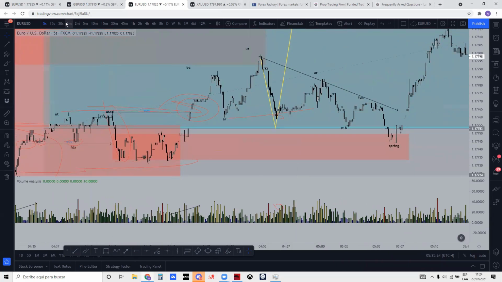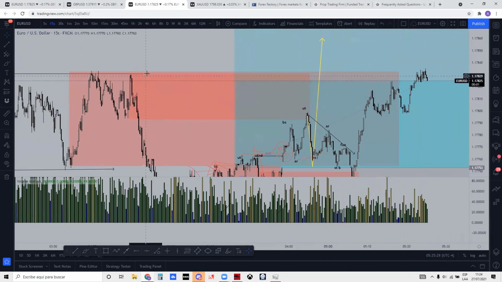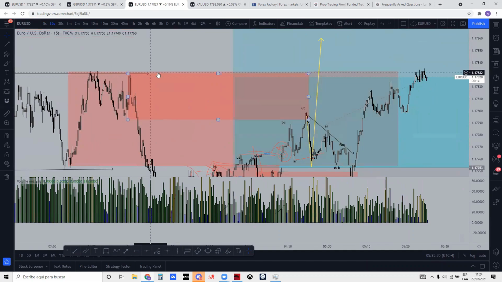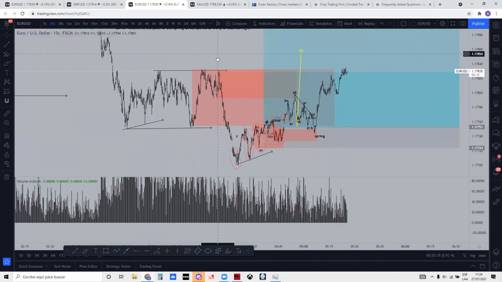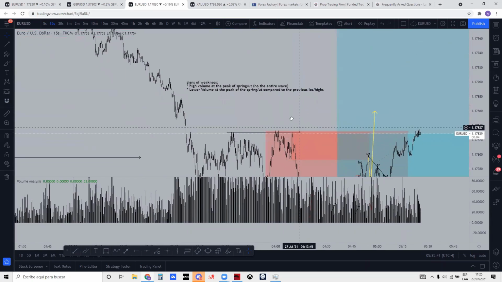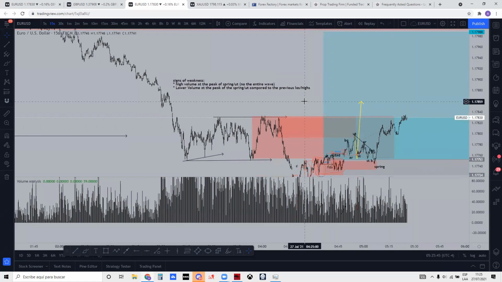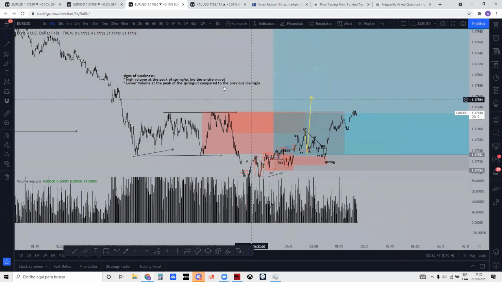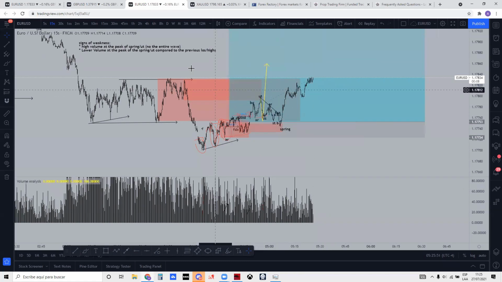Excellent. And there we go. The equal highs were tapped. So now that this liquidity is being targeted, you should now actually consider following this trade very closely because there is a chance that price might go lower.